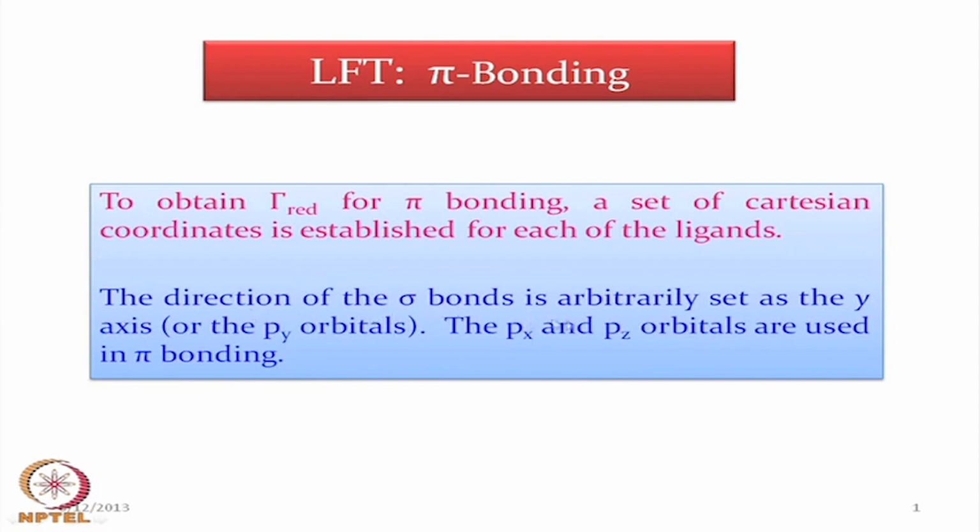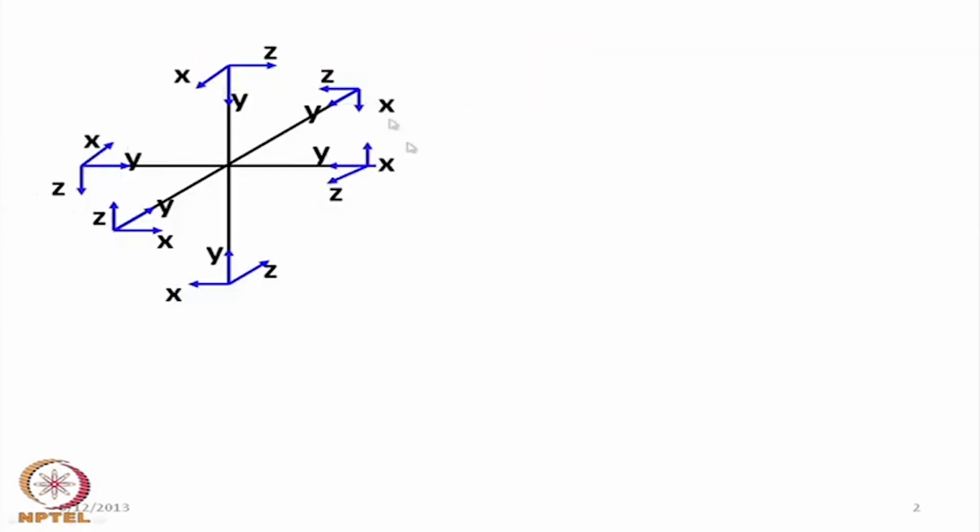So, the direction of the sigma bond is arbitrarily set as the y axis, that means all the py orbitals are taken out from the ligand set. If there are 6 ligands for octahedral symmetry, then 6 py orbitals from 6 ligands have been taken out for the sigma bond formation with the metal center. So, the remaining px and pz orbitals should be used for pi bonding interactions. This is the corresponding orientation of these orbitals, and once we know the corresponding symmetry for the orbitals which are available on the metal side.